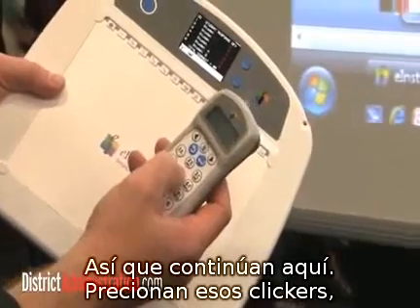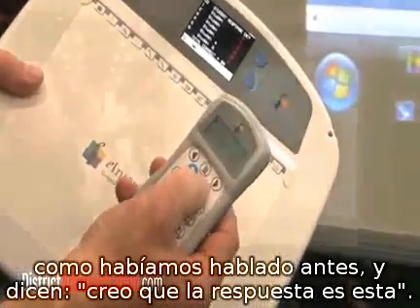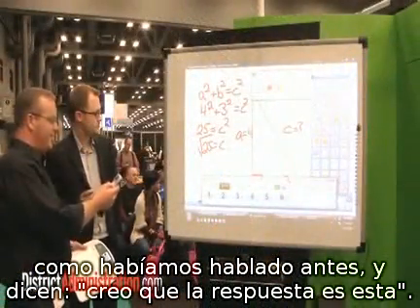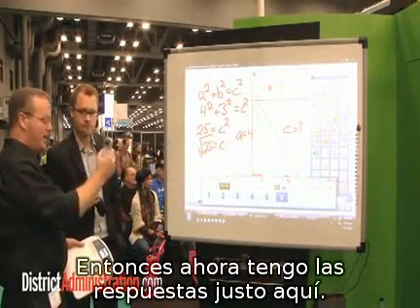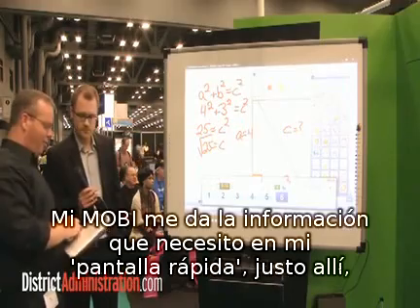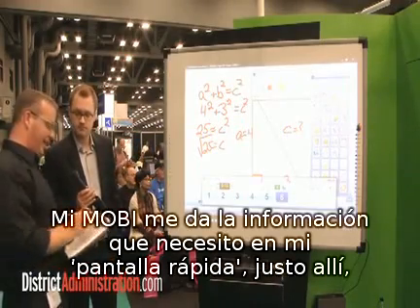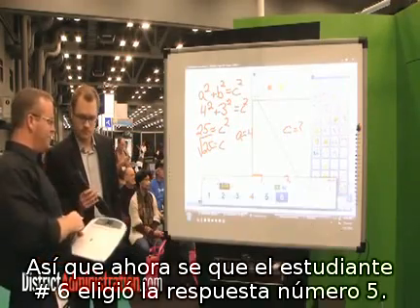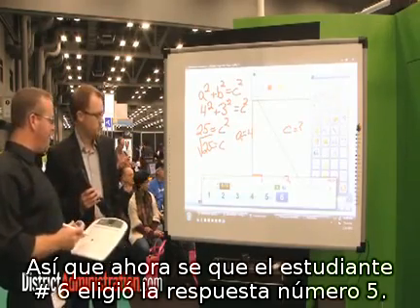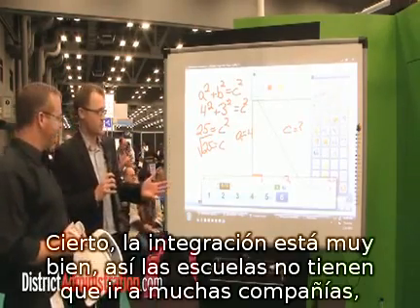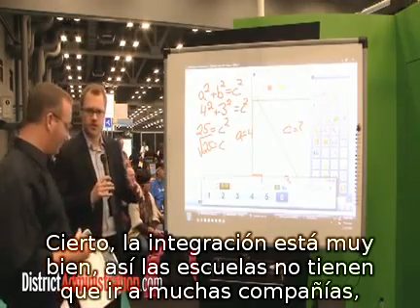They grab those clickers I was talking about before, and they look at this and say, I think the answer is whatever. And they put it in. You see how it changed colors? Now I have the responses right in here. My Movil gives me the information that I need on my quick screen right there. So I know that student number 6 said response number 5. Right. See, it seems great. The integration is really nice, right?